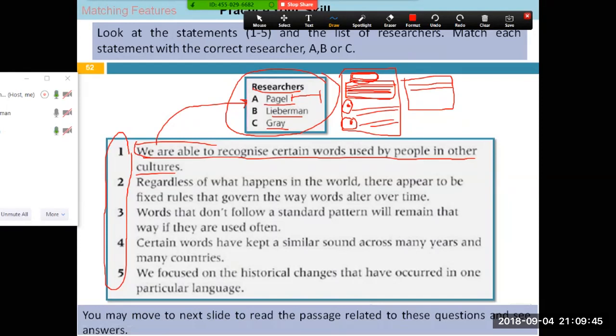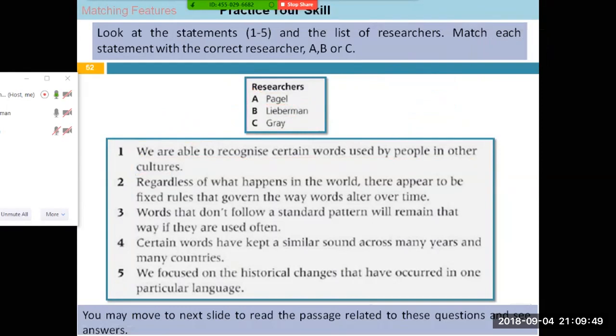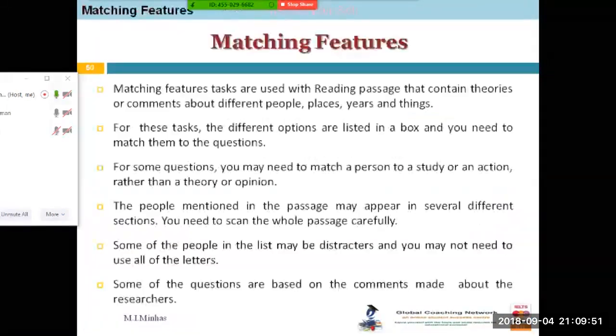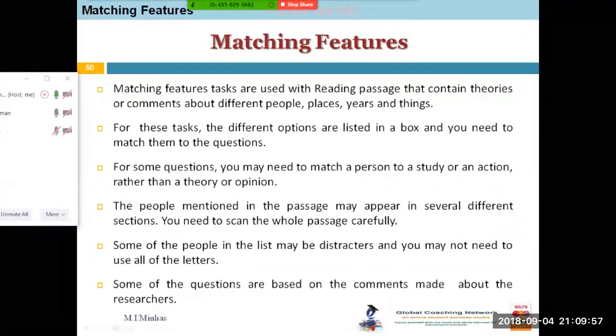Right. So now this is another kind of matching information type question, or you can say these are matching features type questions. Matching feature tasks are used with reading passages that contain theories or comments about different people, places, years, and things. For these tasks, the different options are listed in a box, and you need to match them to the questions, right?